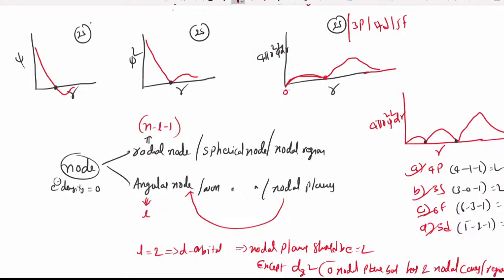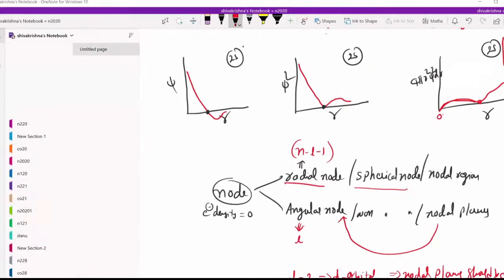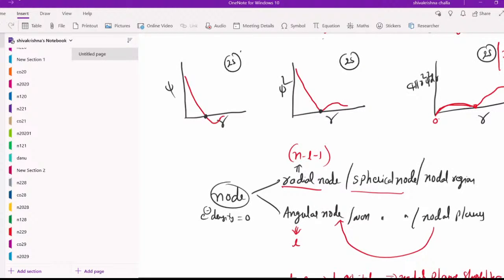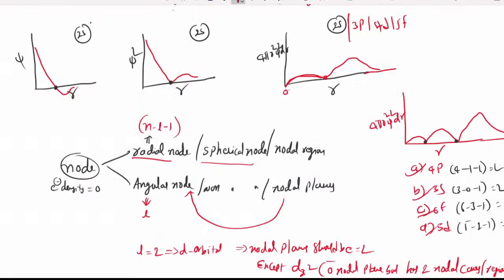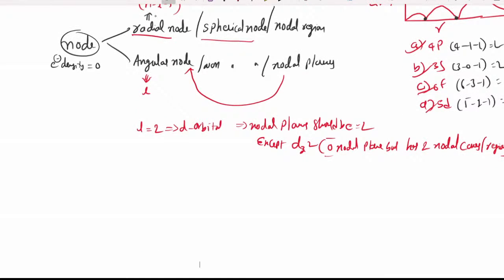Have you known this point? My question: anybody in the classroom who is listening to my class, I'm asking you. Sir, why do you call radial nodes spherical nodes? Why do you call a radial node a spherical node? Can you explain that? Have you proved it in your lecture previously?